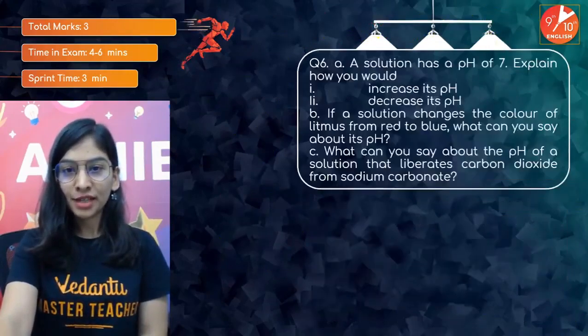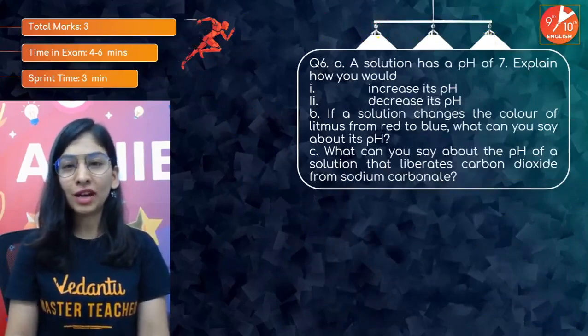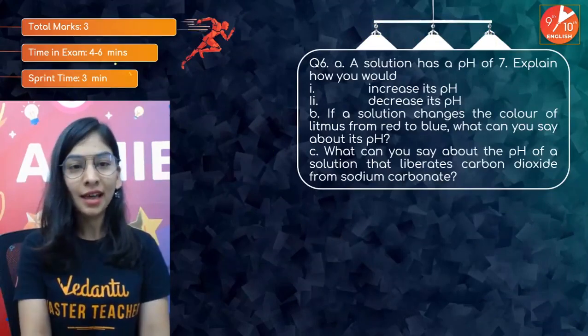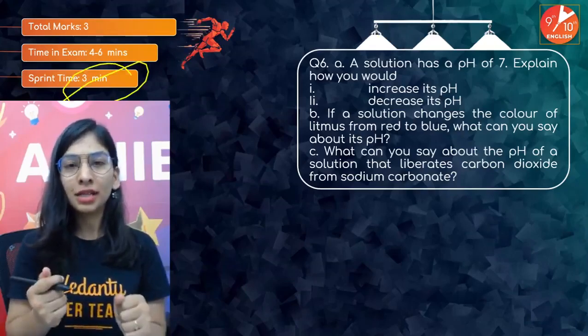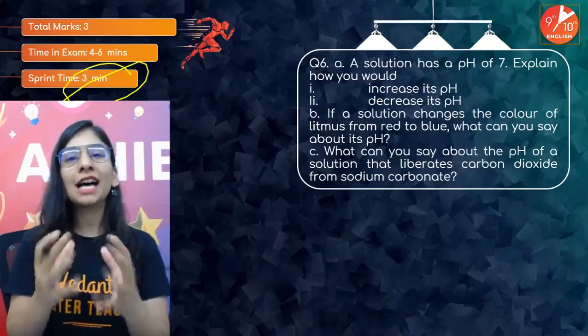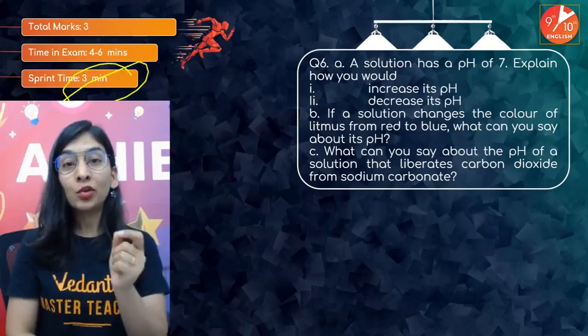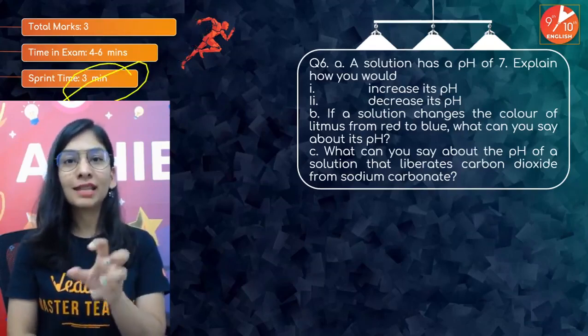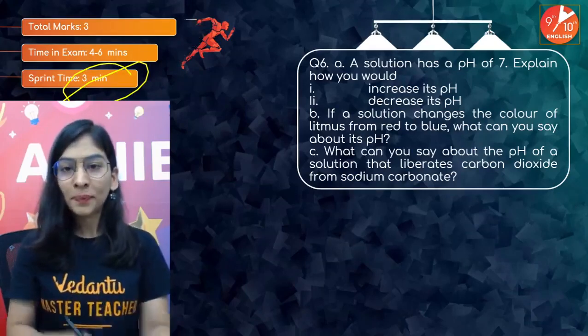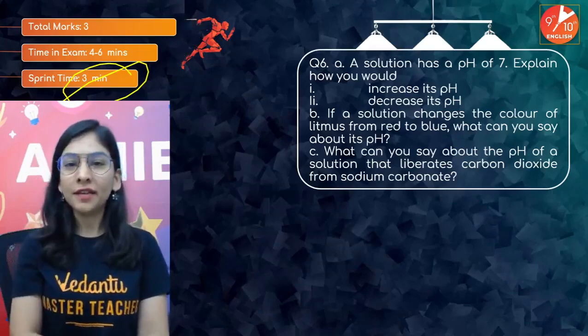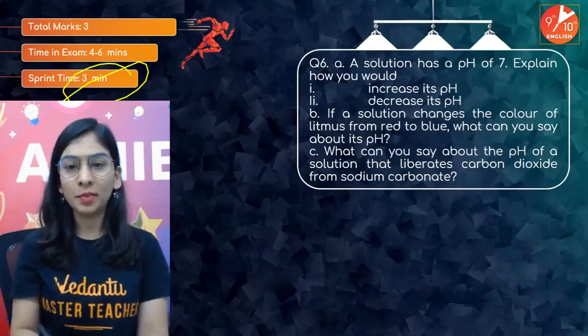Okay, let's move to the 6th question for 3 marks. Let's try to do it in 3 minutes because it's very easy, and in our sprint time, sprint means we'll do it as fast as possible by giving you the right concept and saving time on what to write. A solution has a pH of 7. Explain how you would increase its pH.